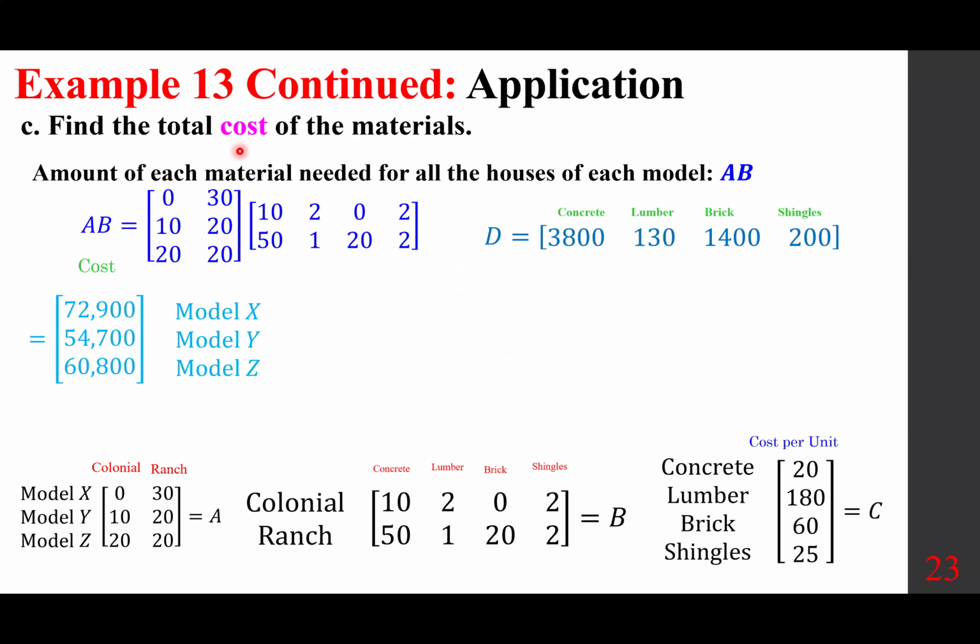Now, we want to find the total cost of the materials, given the amount of each material needed for all the houses of each model is AB. D is the amount of concrete, 3,800. Lumber is 130. Brick is 1,400. Shingles is 200. So we have a couple of ways of doing that. We're going to show both ways. One is to multiply D by C.